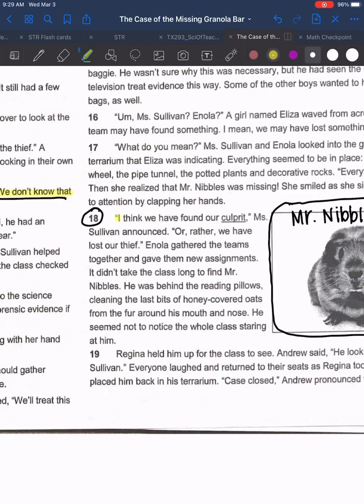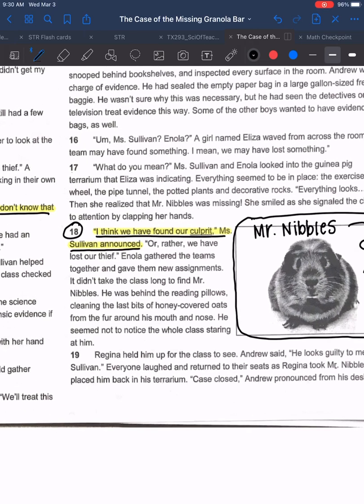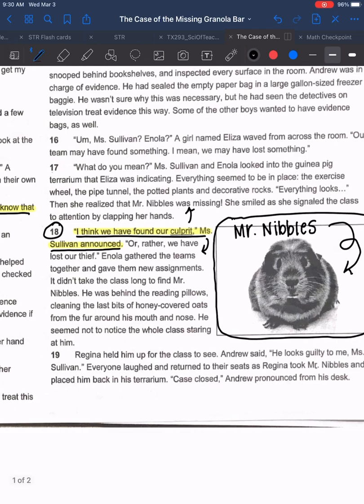So we find paragraph 18, and I'm going to go ahead and highlight it now for you guys. It says, "I think we have found our culprit," Miss Sullivan announced. I'm also going to go ahead and underline it for you. Now, the key on looking at these, so it wants us to find what the meaning is. It's not asking us about syllables or anything else. It's asking about the meaning. So the biggest tip that I can give you is to always look at the sentence that is before the one in question and after the one in question. So we're going to look at the sentences before and after.